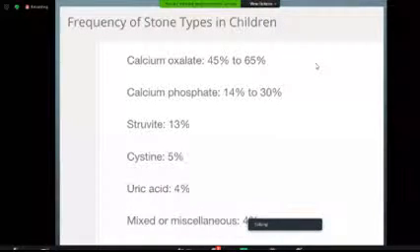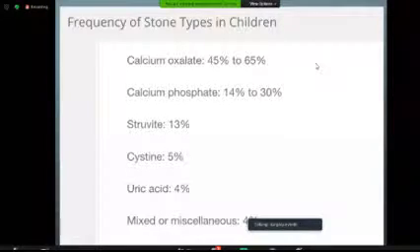Calcium oxalate is seen in more than 50% of children, and so it is in adults as well. Calcium phosphate stone is seen in about 15 to 30%, but obviously these data vary significantly depending upon what part of the world you are living in. Even in Pakistan, in various cities or in smaller towns, the causes and the percentages will vary, but generally this is what is accepted. A lot of patients now have mixed stones, but the important thing is what is the predominant form.